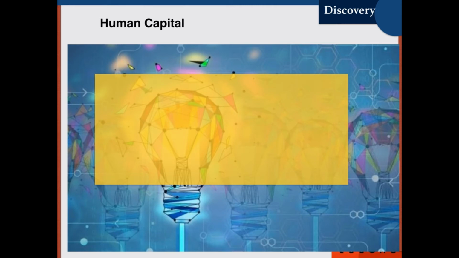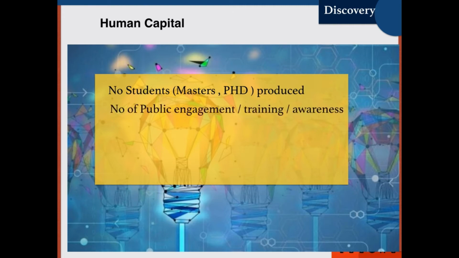Next, we have human capital. In human capital, we can keep track of the number of students, masters or PhD that we produce to our research venture through the technology that we have researched with. I think this is normal for universities. Number of public engagement, training and awareness that we will conduct, especially awareness seminars that we can conduct into the market segment that we're targeting.